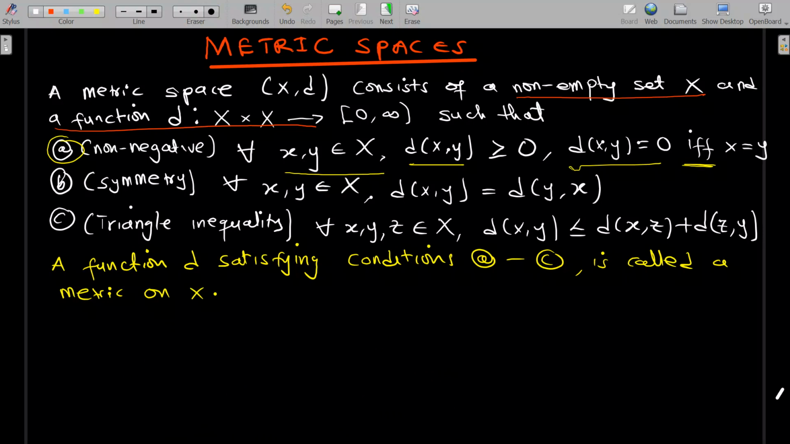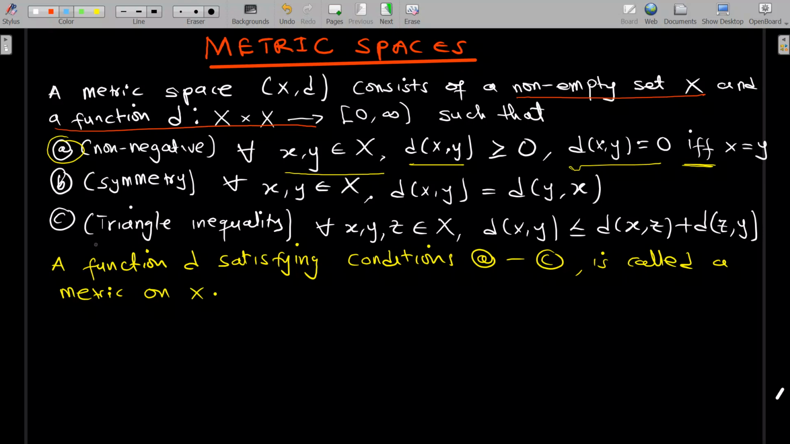Now we go to the second condition, symmetry. Symmetry means that the distance between x and y is the same as the distance between y and x, and it's true. If you are sitting in a class and you look at your friend at your back, the distance between you and your friend at your back is the same as the distance between your friend and you from the front. That's what I want to say. I hope this is clear. All right, so let's go to the third condition.